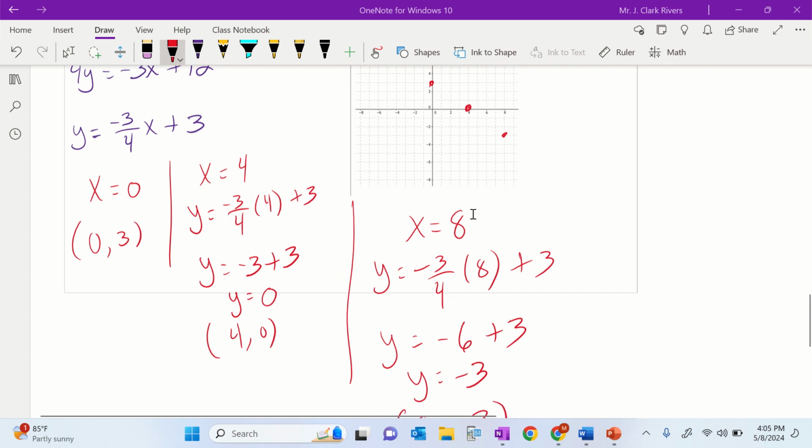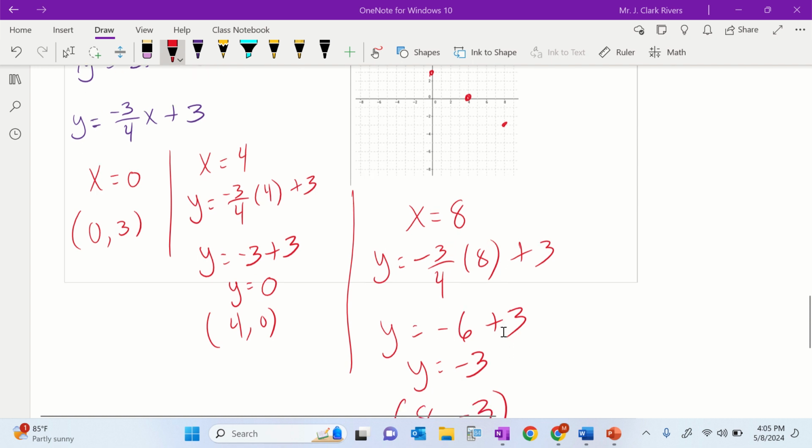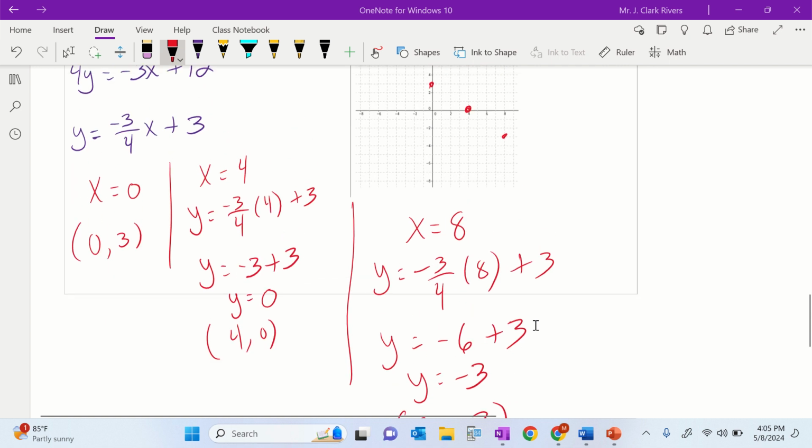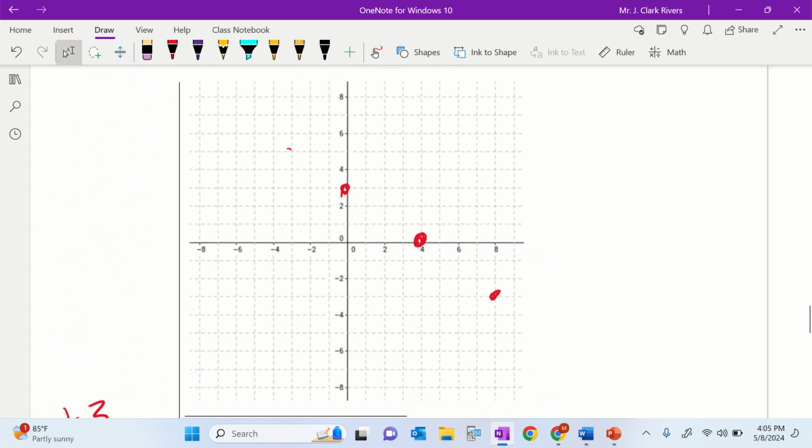And then I chose x equals 8. All right, negative times a positive is a negative. 8 over 4 is 2. 2 times 3 is 6. So we get negative 6 plus 3. That's y equals negative 3. So when x is 8, y is negative 3. If I did it right, these 3 points should make a line, and they do.